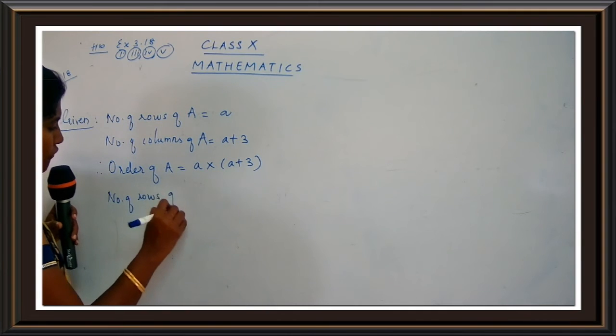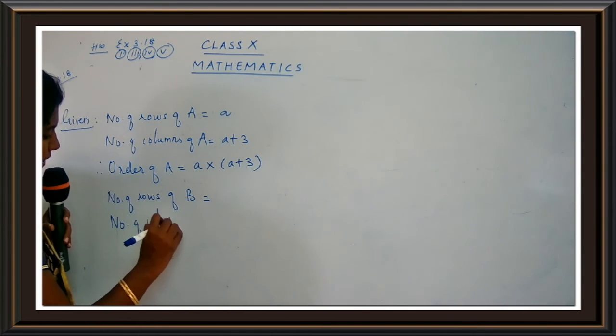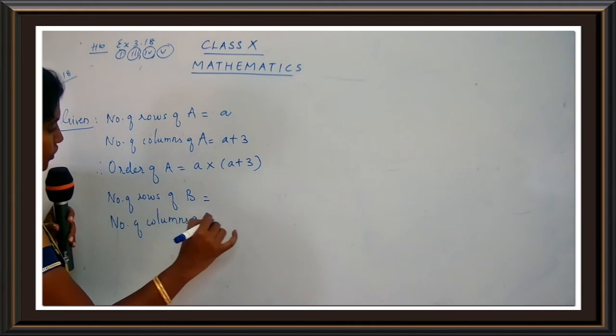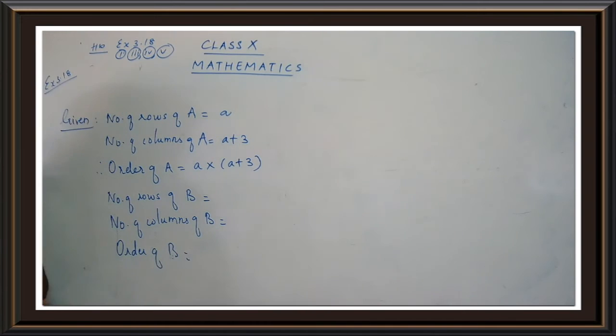Number of rows of B, number of columns of B, and you are going to find the order of B. Come on, complete this part. Do the same as you completed the first part. Write down the number of rows of B, the number of columns of B, and finally write the order of B.